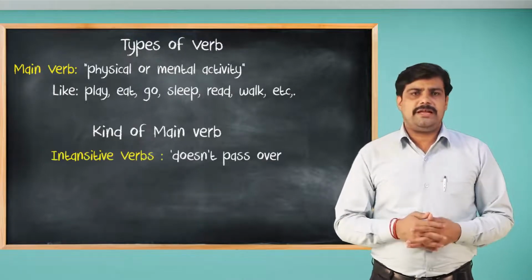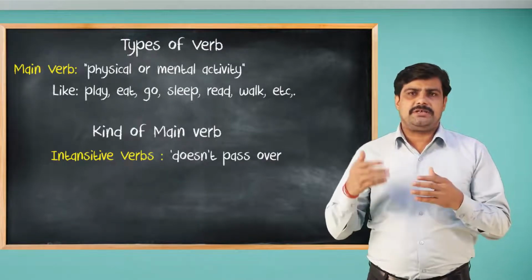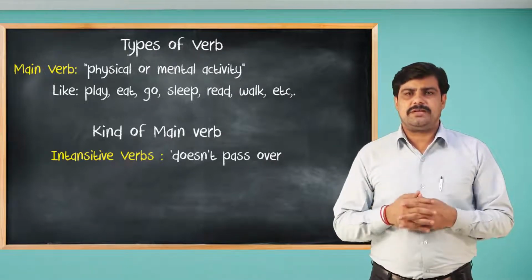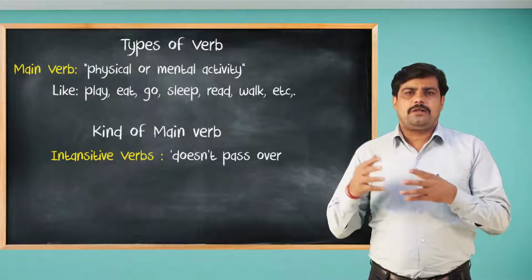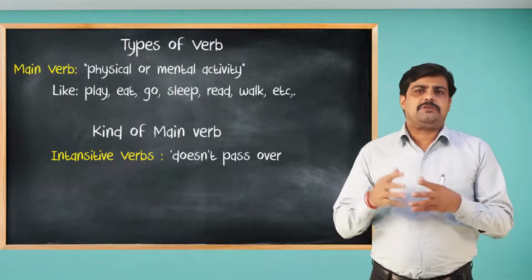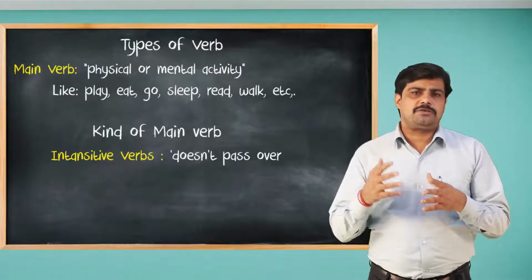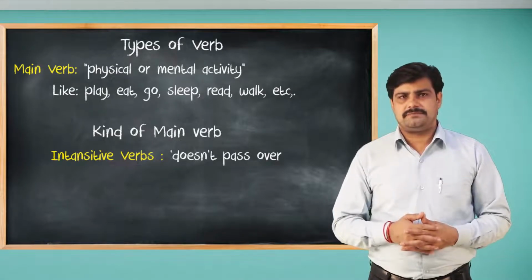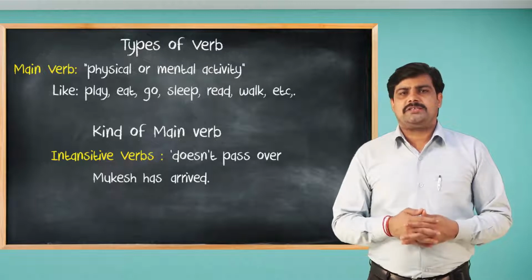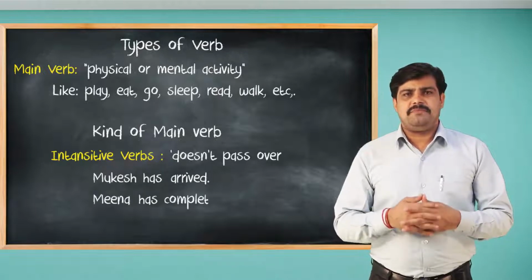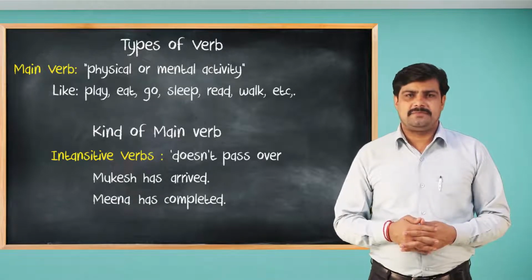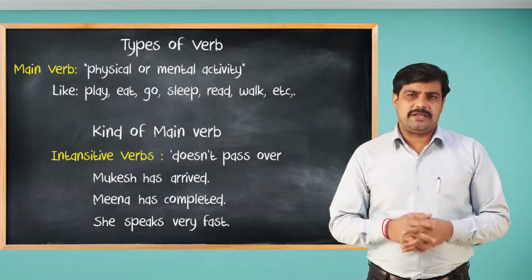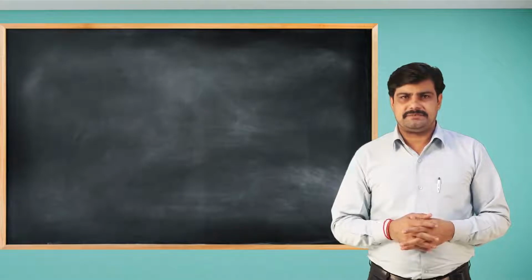Now talking about intransitive verbs, these are just the opposite of transitive verbs because they don't require an object. The action of the verb doesn't pass over to an object because it doesn't have a direct object. For example, "Mukesh has arrived." "Meena has completed." "She speaks very fast." Now the object is not there in all these three sentences.